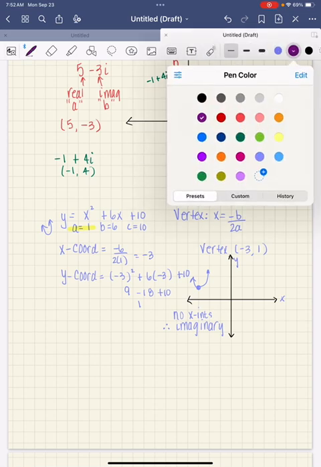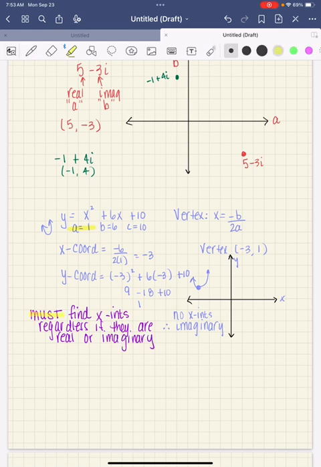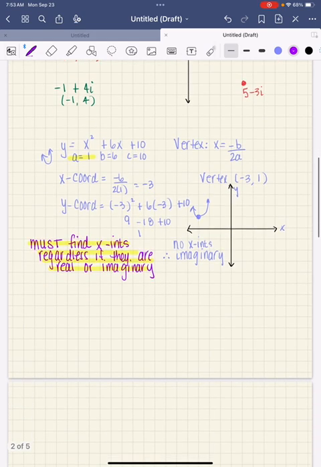From now on, whether the x-intercepts are real or imaginary, you must find the x-intercepts from now until the end of the year. Whether they are real or imaginary, you have to find them. So make a note to yourself when you're taking a quiz or a test, or you're doing your homework, you must find them. Okay, well, let's go for it.